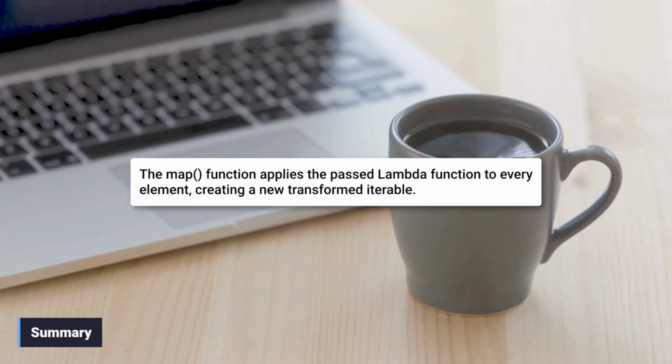To summarize, use map and lambda when you want to change every item in a collection in the same way. It's concise, readable, and often more efficient than writing a traditional for loop.